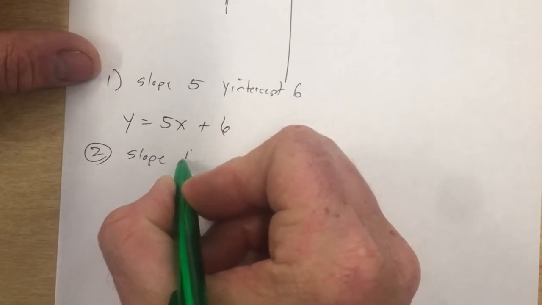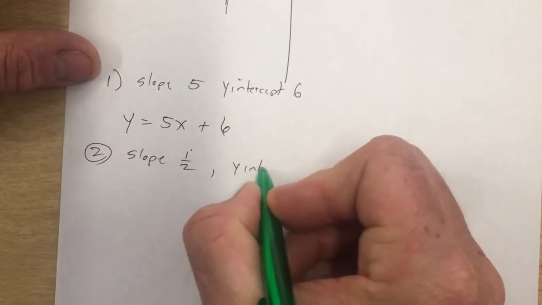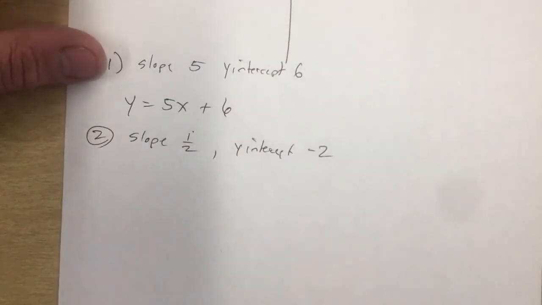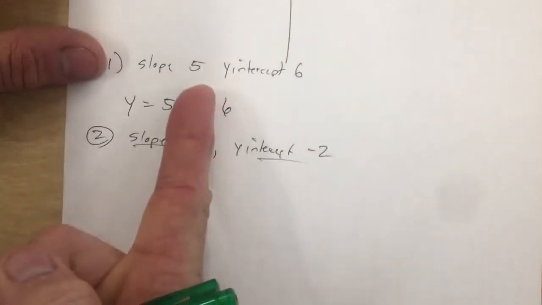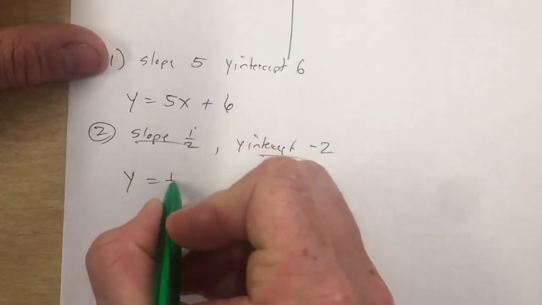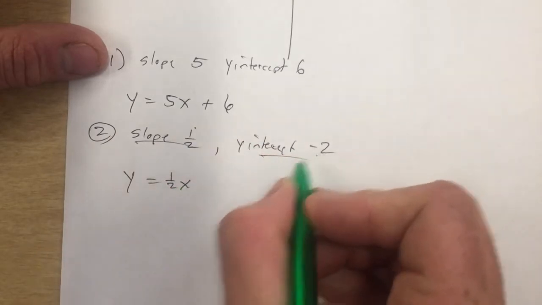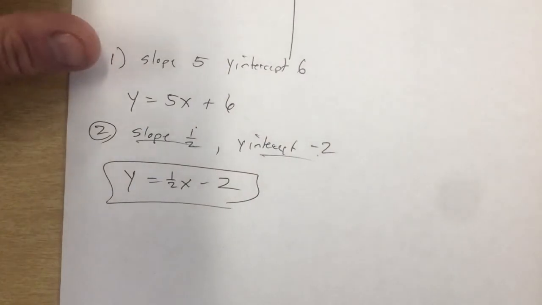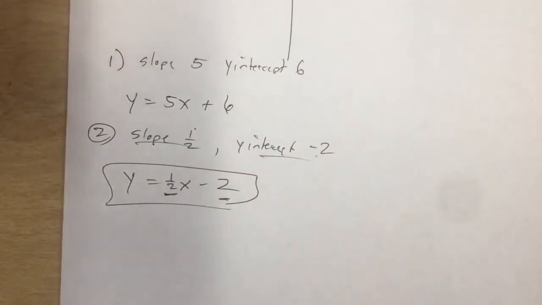Slope is 1/2. The y-intercept is -2. All right, again, we have both things we need. Two things we've got to have: the slope and the y-intercept. We got both of them. So my equation here is y equals 1/2 x, and that's a -2, so I'm going to put -2, and that's my equation right there. You have to have these two things, the slope and the y-intercept.